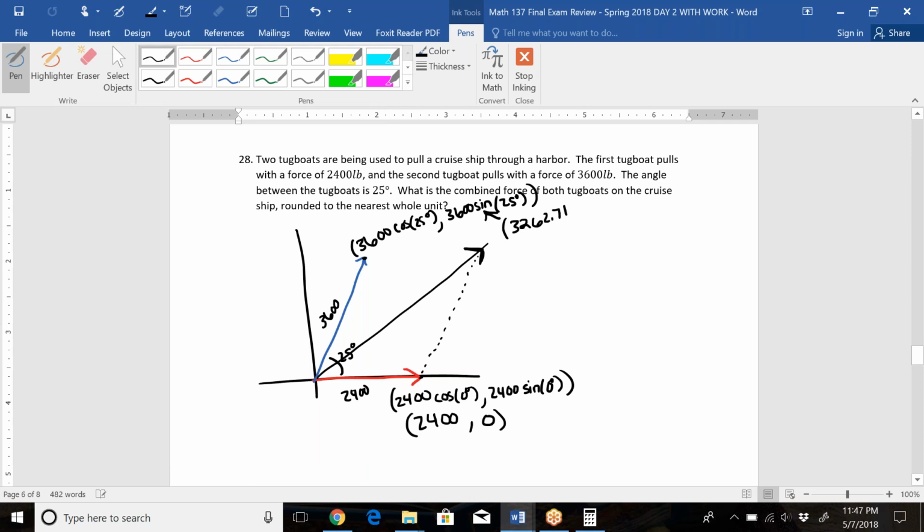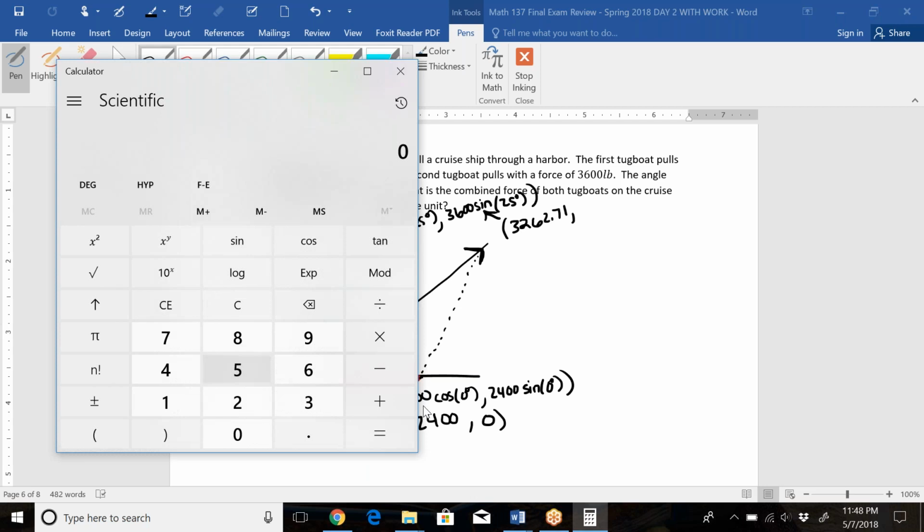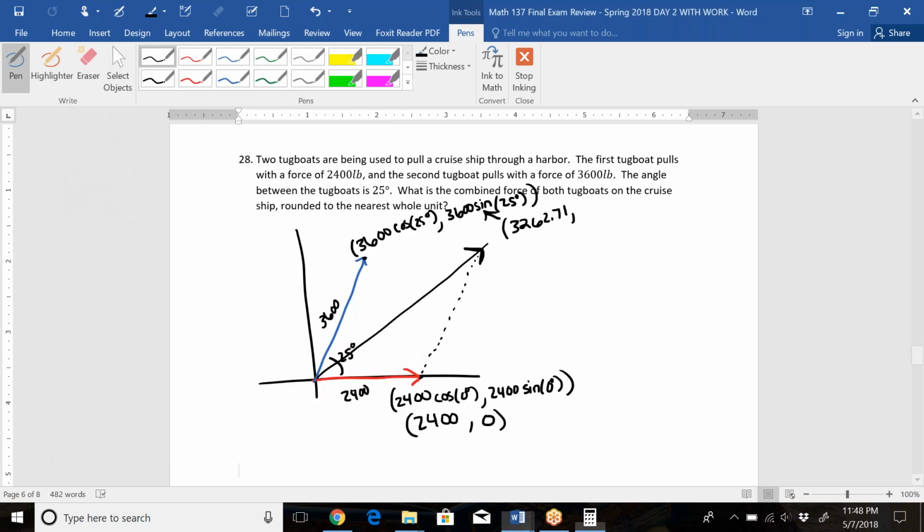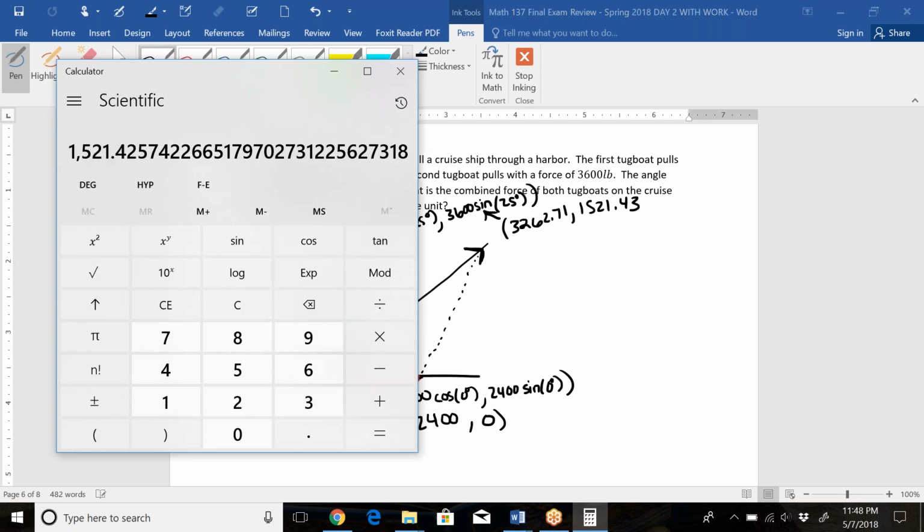So this is for this point right here. And then we need to do sine of 25 degrees times 3,600. That's 1,521.43. Let me double check that.